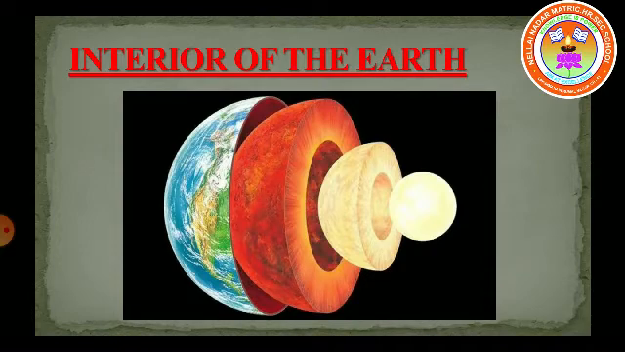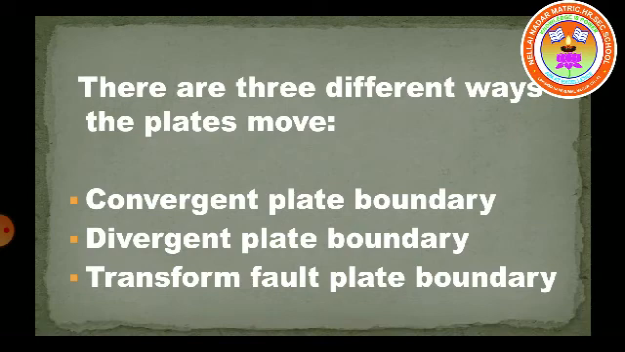Today we will learn about the movement of the plates. What are the plates? Oceanic plate and continental plate. These plates move independently over the asthenosphere, in different directions at different speeds. There are three different ways the plates move: convergent plate boundary, divergent plate boundary, and transform plate boundary.